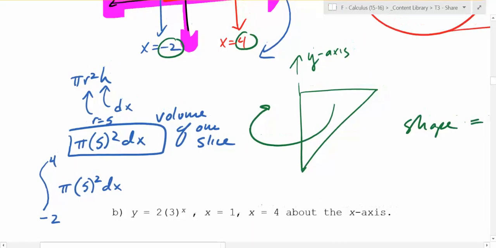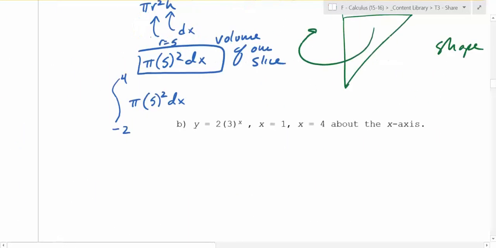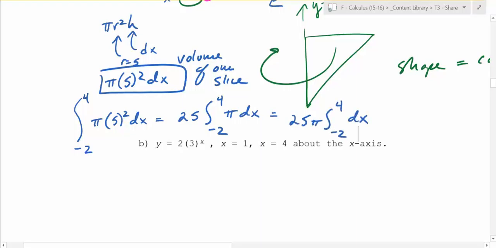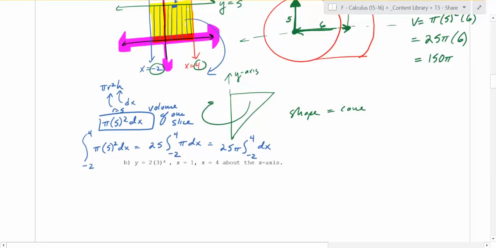Let's see what this equals right here. So if we do this, what can we factor out to the front? Yeah, so what does that equal? 25 times the integral from negative 2 to 4 of what? Pi dx. Could we factor out the pi as well? Is that allowed? Can we factor out the pi? Sure. So what do we have here? 25 pi integral from negative 2 to 4 of what? Dx. Are you with me so far?